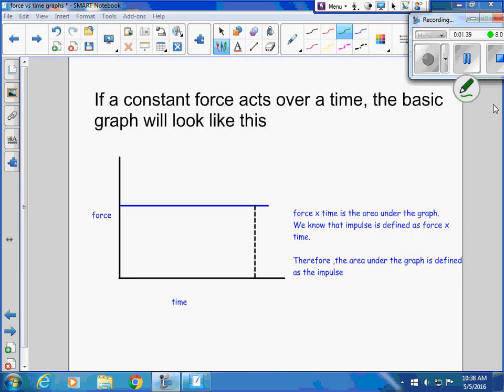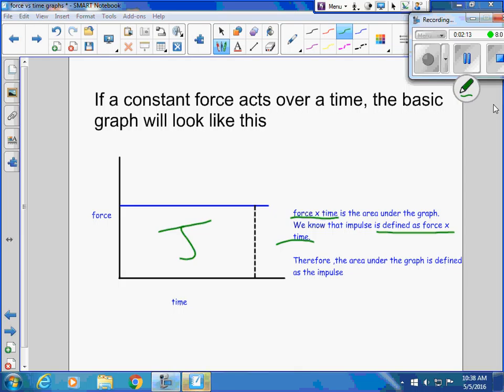So what is the area under the graph? Force multiplied by time is the fill in the blank thing. It's like back to grade 9 where you fill in the blanks on the notes. Force times time is the area under the graph. And we know that impulse is defined as force multiplied by time. Therefore, the area under the graph is the impulse. So this area here is impulse J. Okay? That's when a constant force acts over a period of time.